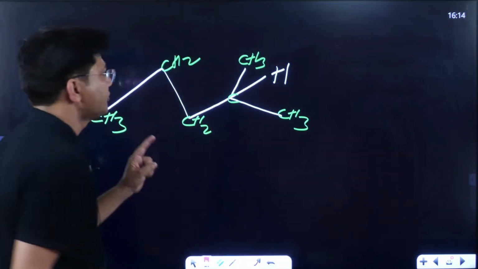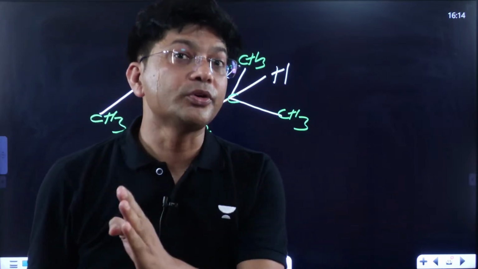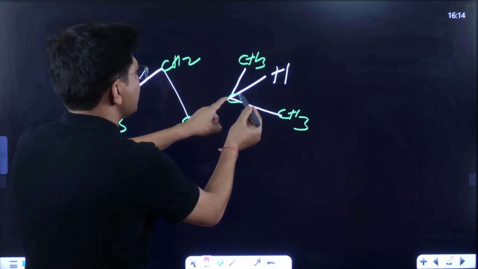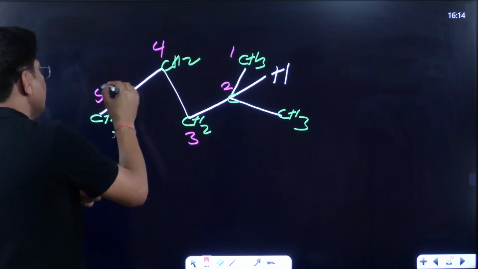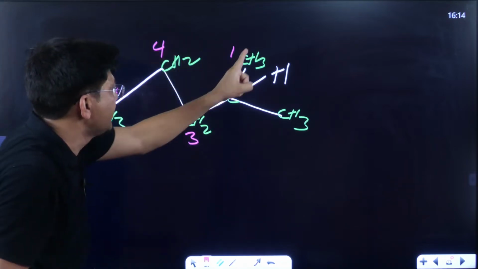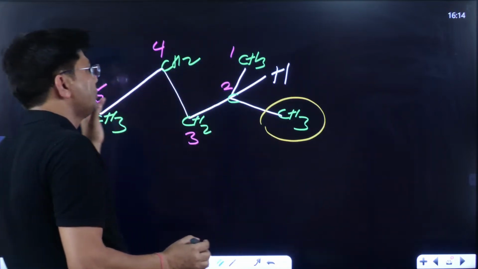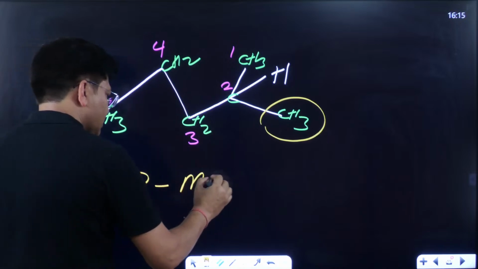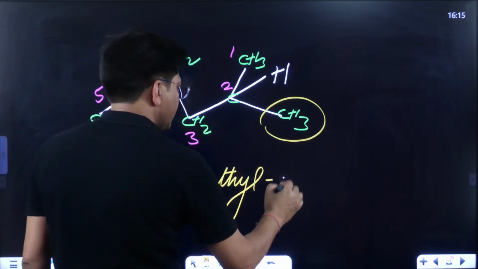Numbering should be done in such a way that the substituted carbon atom should get the lowest possible number. See, this carbon is substituted. So 1, 2, 3, 4, 5. If I do the numbering from this side, 1, 2, the second is not being substituted. If I do the numbering from this side, you can see very clearly this second carbon is being substituted. So what I am going to write: 2-methyl, and the word root is 5, pentane.